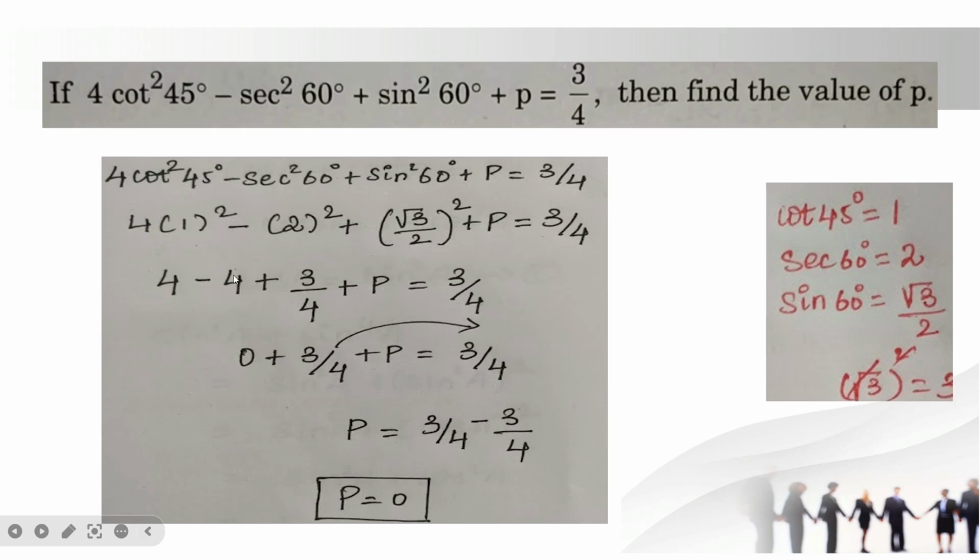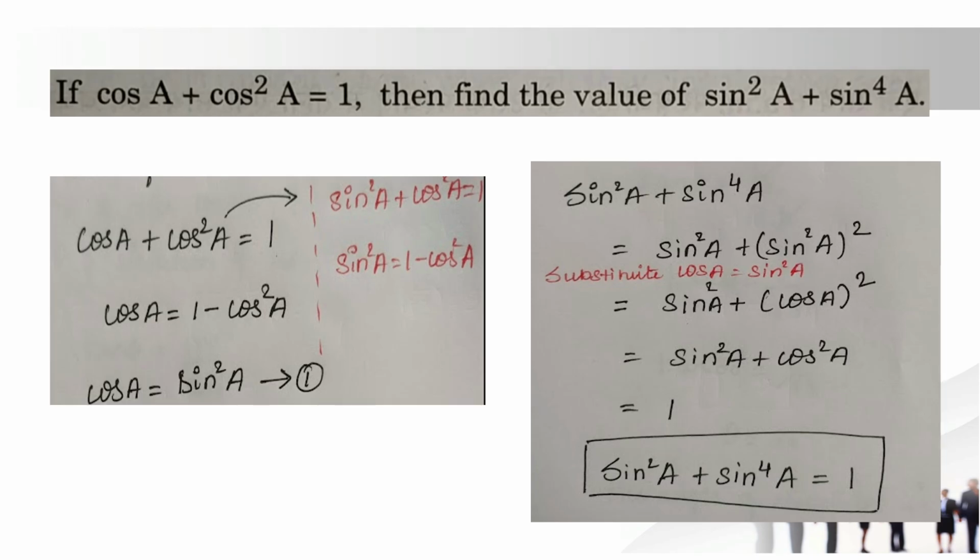So 4 minus 4 will be 0, plus 3 by 4, plus p equal to 3 by 4. You just bring this 3 by 4 to that side and then only the p variable will remain. So 3 by 4 minus 3 by 4, so p value equal to 0. I hope you understood that question. Let's look at the next question.